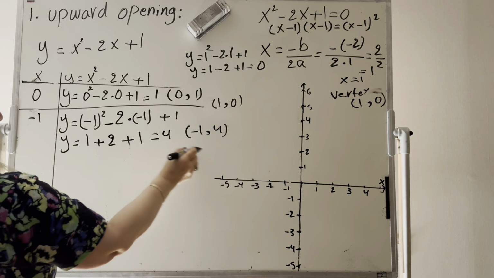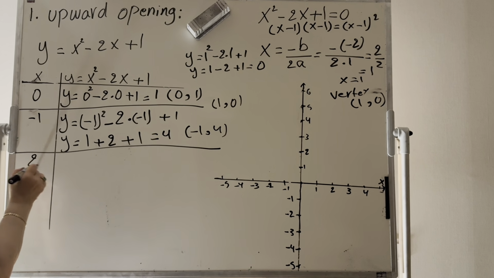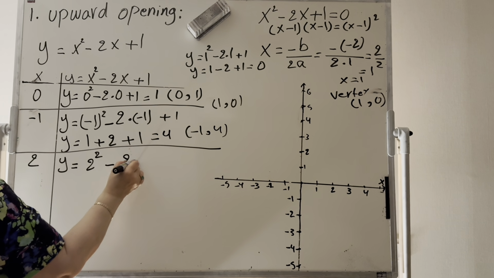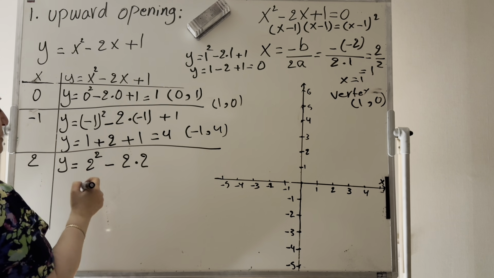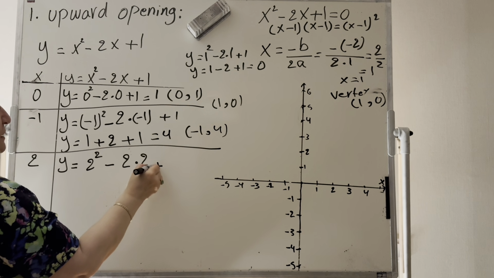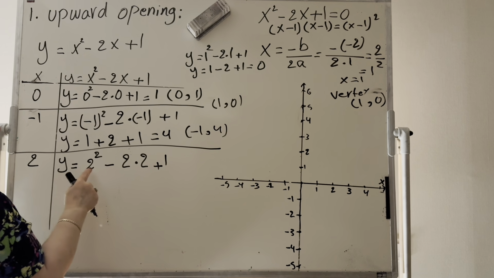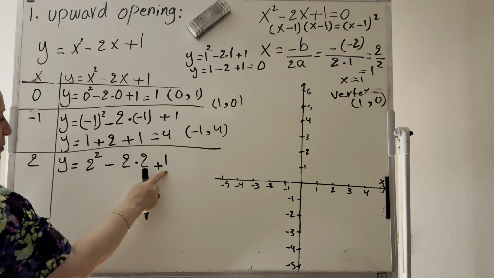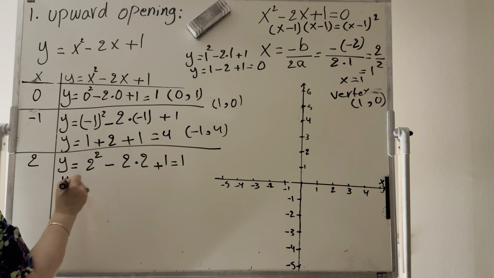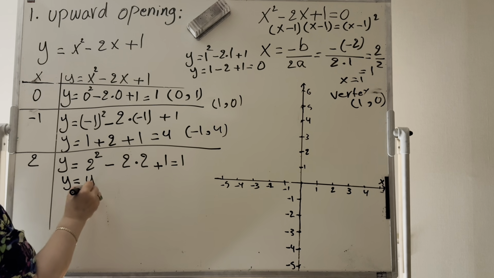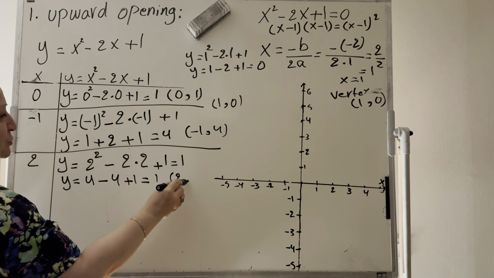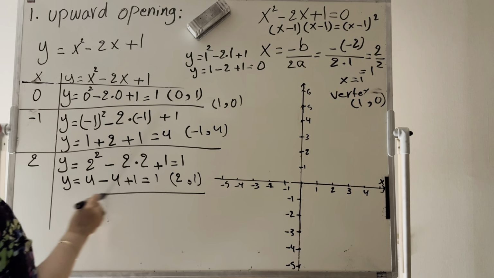And when x equals 2, y equals 2 squared minus 2 times 2. Instead of x, I write the value I choose for x, then I will find the y value. 2 squared equals 4, minus 4 plus 1 equals 1. So when x equals 2, y equals 1.